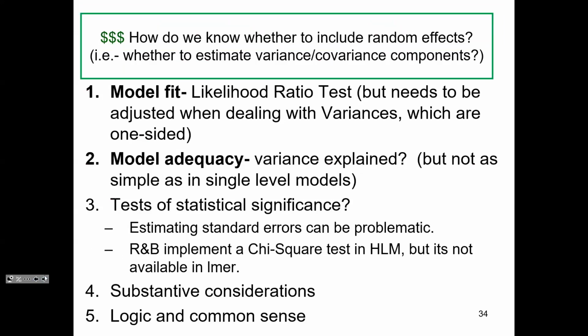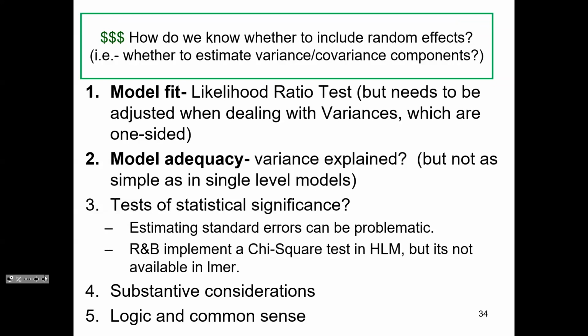One option is to look at model fit and these likelihood ratio tests. Now, the complication here is that technically the likelihood ratio test needs to be adjusted when you're dealing with variances, because of all the reasons that I just said before, okay? I'll talk about how we can adjust those in a second. Another possibility is to look at model adequacy: does adding this randomly varying slope explain much variance? If I add this randomly varying slope and it explains no variance in my model, maybe I don't need it, right?